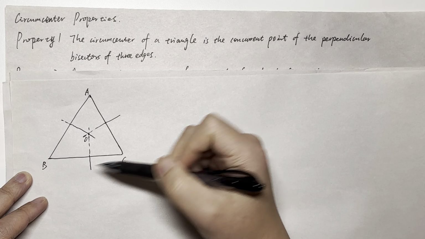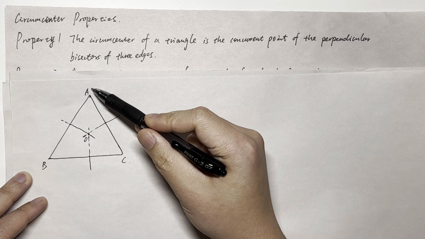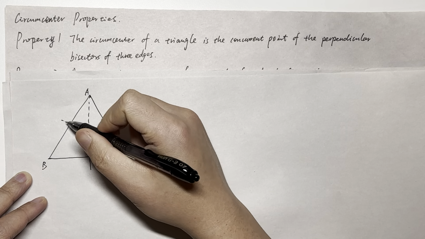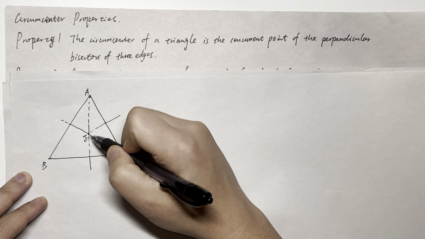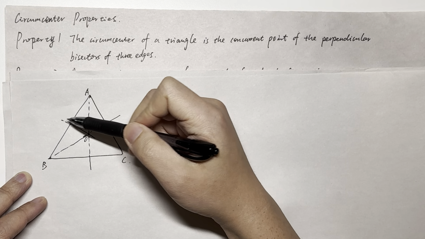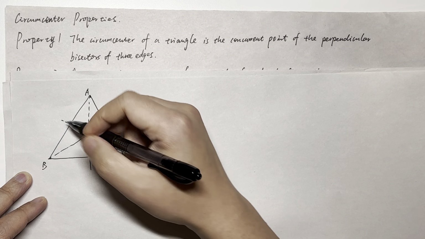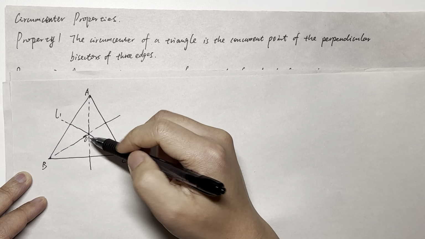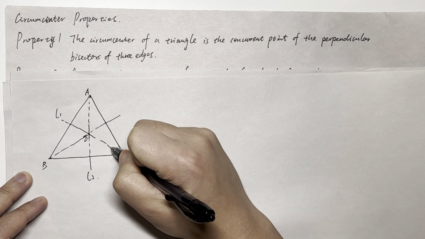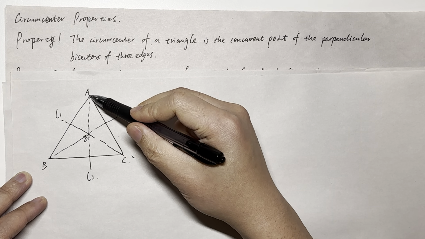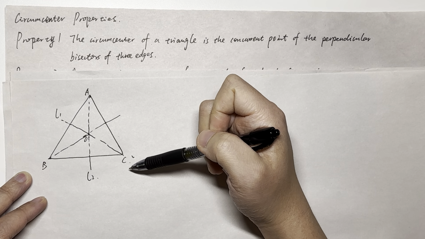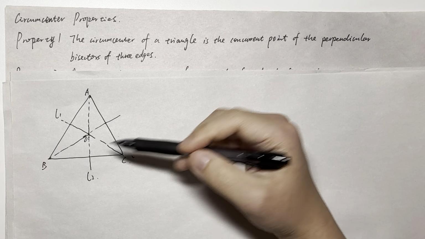So just draw the perpendicular bisectors for BC and AB. Then we know the intersection point, let's set it to be O. Then OA equals OB because O is on the perpendicular bisector of AB. This is L1, and O is on L1. This is L2, and because O is on L2, OB equals OC. That means OC equals OA, which means O must be on the perpendicular bisector of AC. In that way, the three perpendicular bisectors are concurrent.